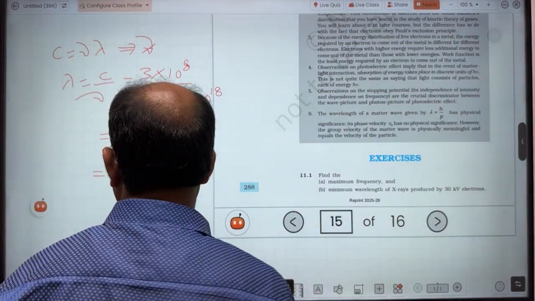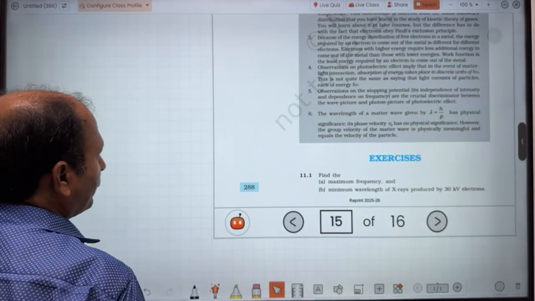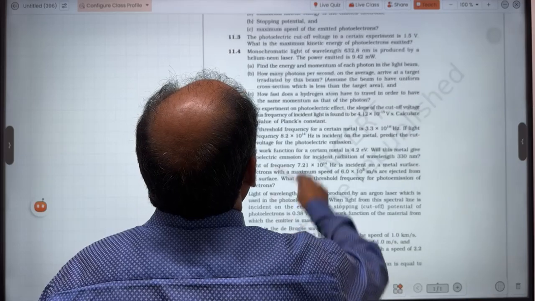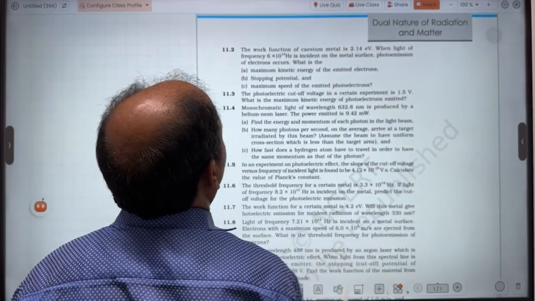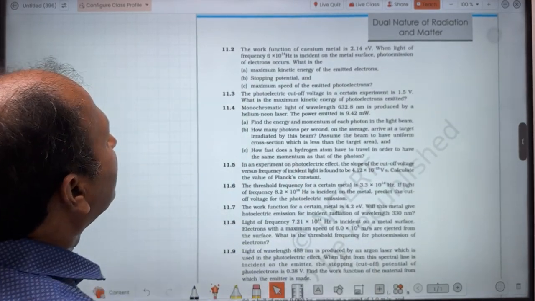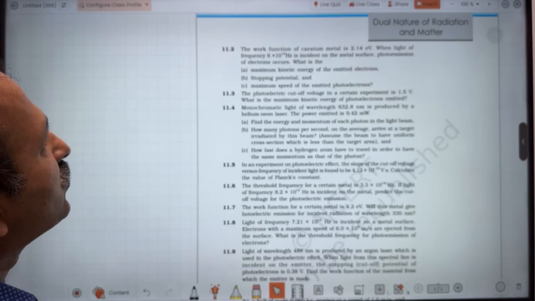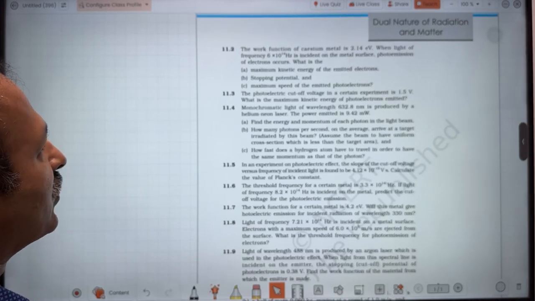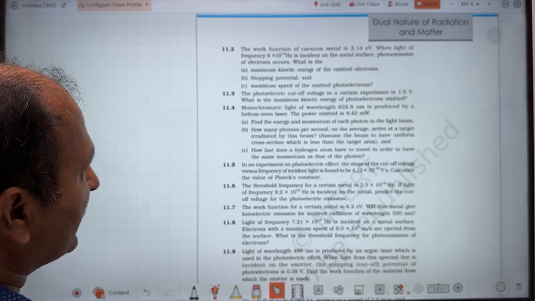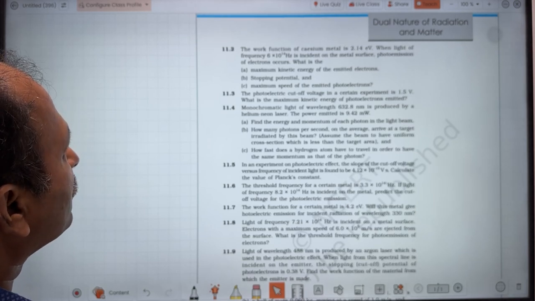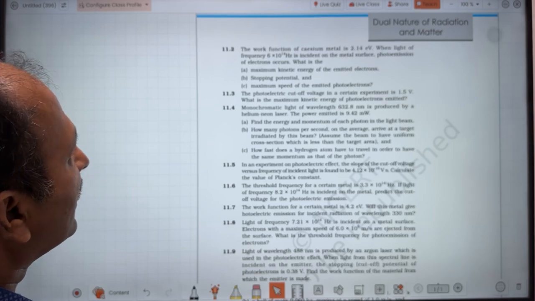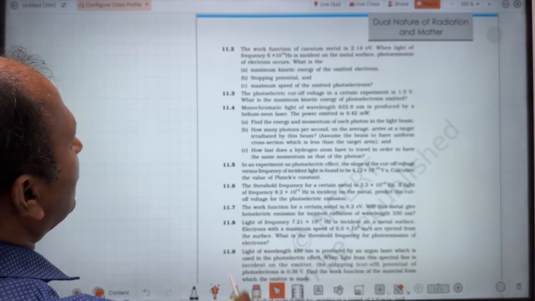Now let's see the next question. Question number 2 says: the work function of cesium metal is 2.14 electron volt. When light of frequency 6 into 10 power 14 hertz is incident on the metal surface, photo emission of electron occurs. What is the maximum kinetic energy, the stopping potential, and the maximum speed of emitted photo electrons?